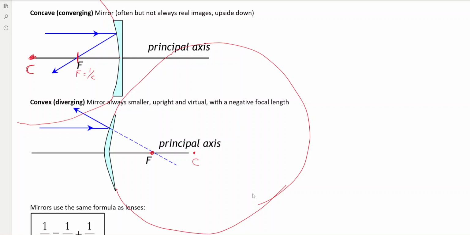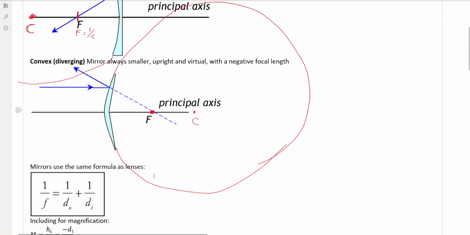Now, what you can see is that if you shoot a ray directly into the mirror, it will bounce towards the focal point if it's a concave mirror, a converging mirror. And if it is a convex mirror, a diverging mirror, then it will go directly away from the focal point. So you can see that dotted line is going away from the focal point. Now, the dotted line here is a fake line. It doesn't actually exist, but it helps us when we're making the virtual images. And we'll see that below in a moment.